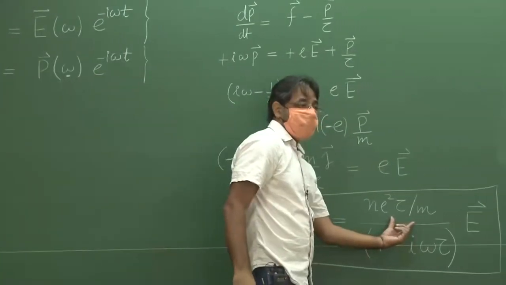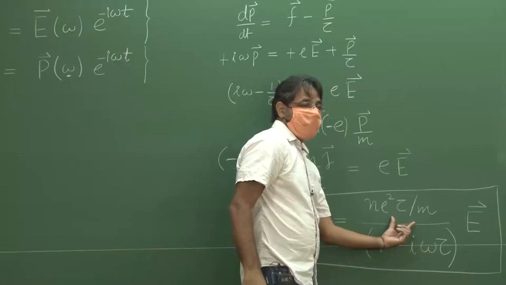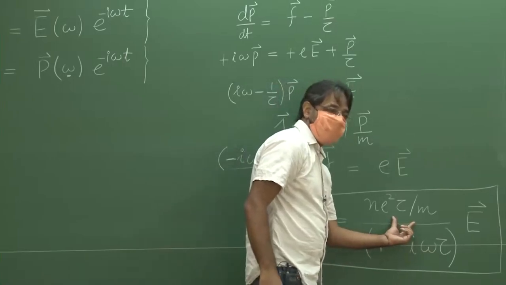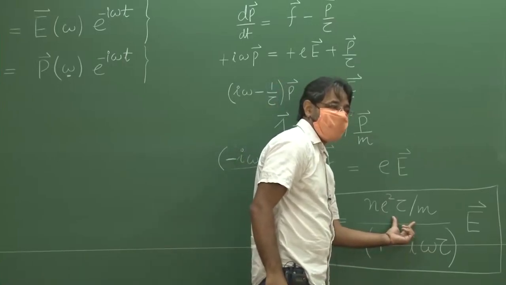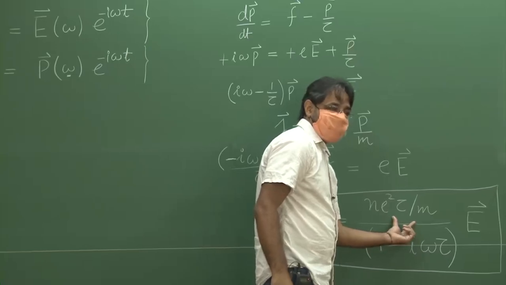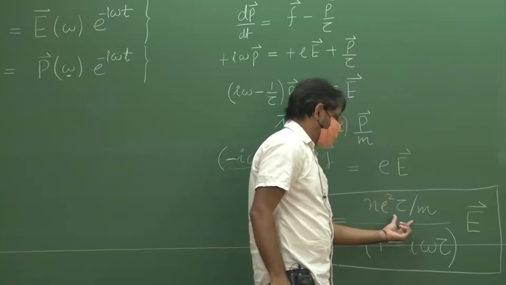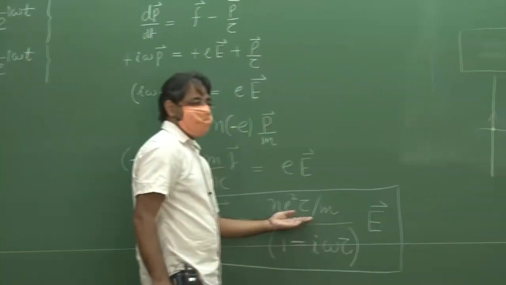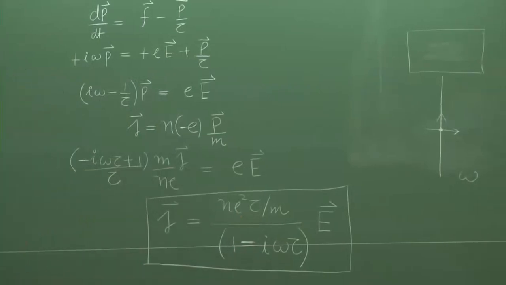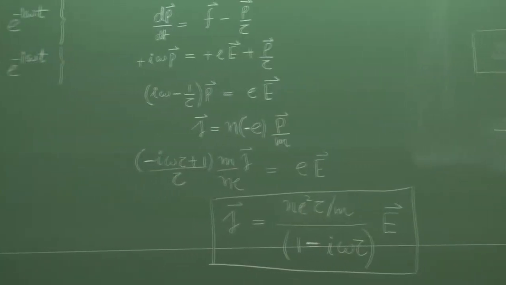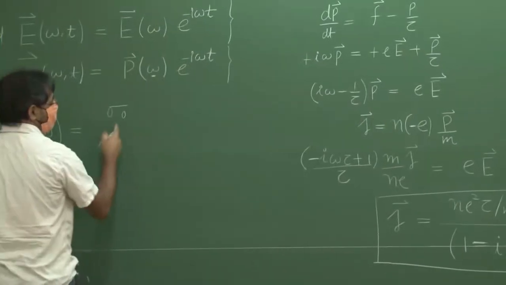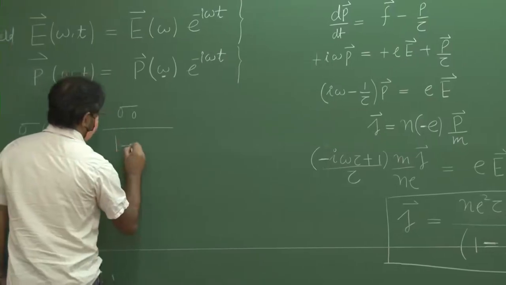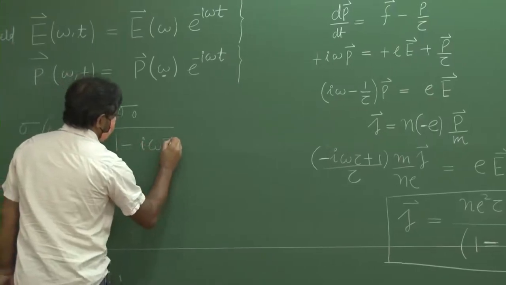What is it? N e square tau by M. This is the DC electrical conductivity, isn't it? Sigma. That is what we got yesterday, we derived this expression. When we apply a DC current, then the conductivity is this much, right? So we are going to write this as sigma naught. Sigma naught is the value of DC electrical conductivity, or the conductivity when omega is 0, over 1 minus I omega tau.